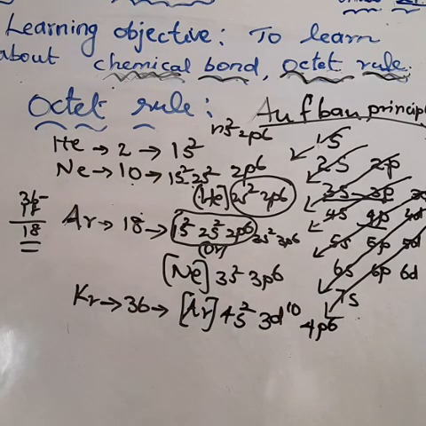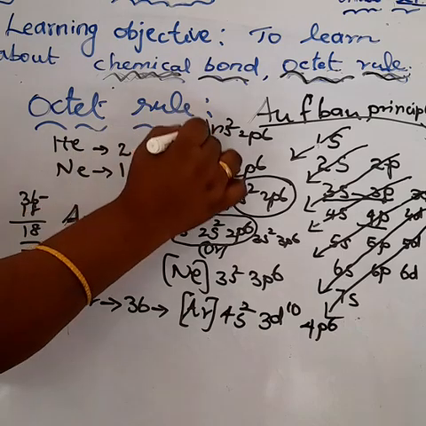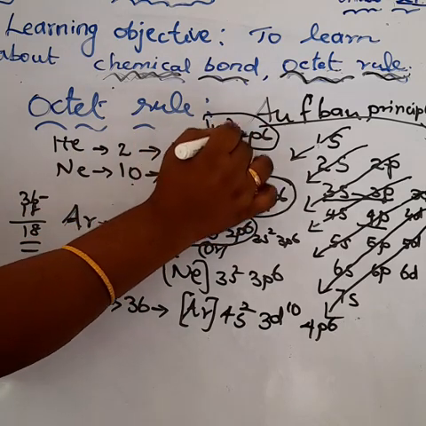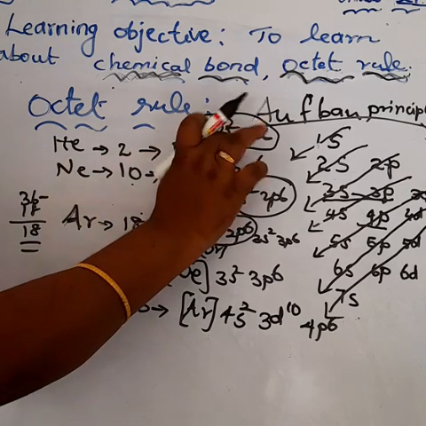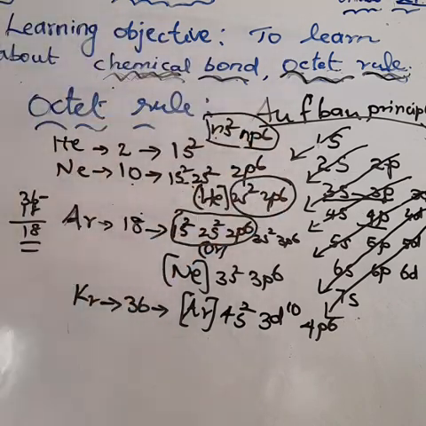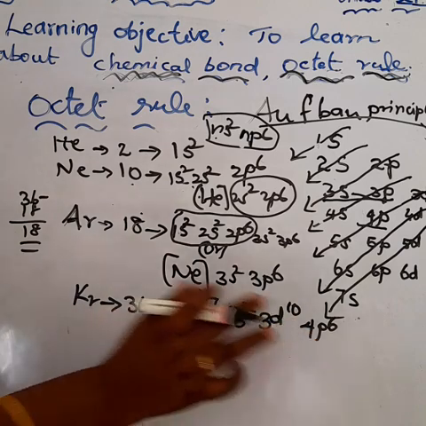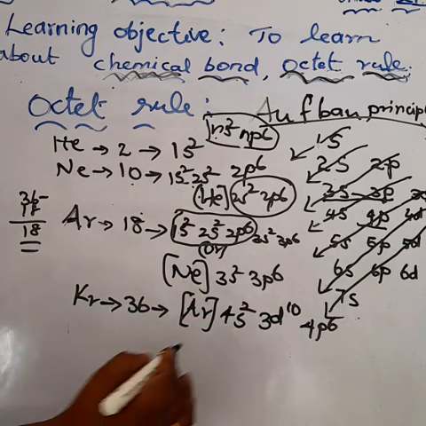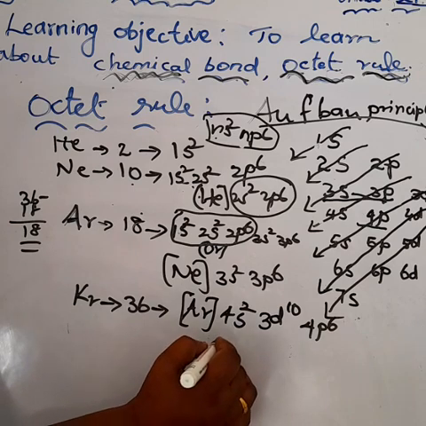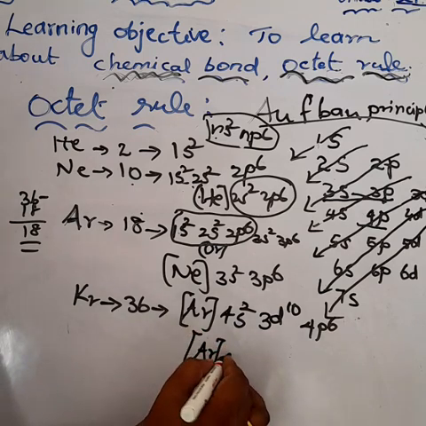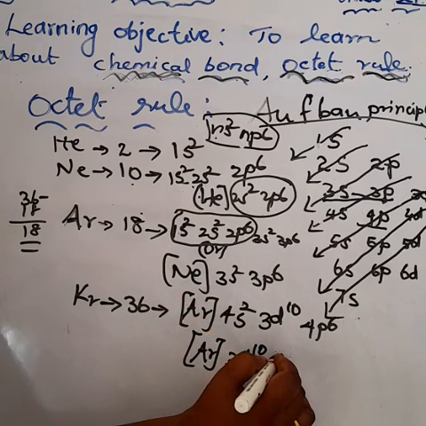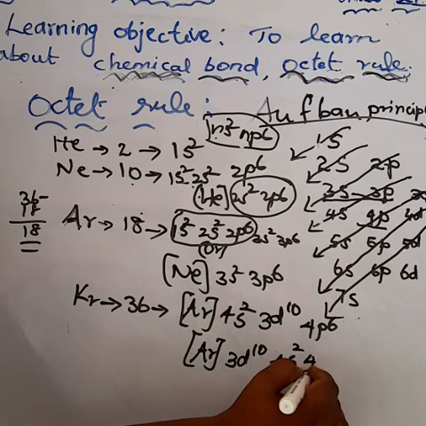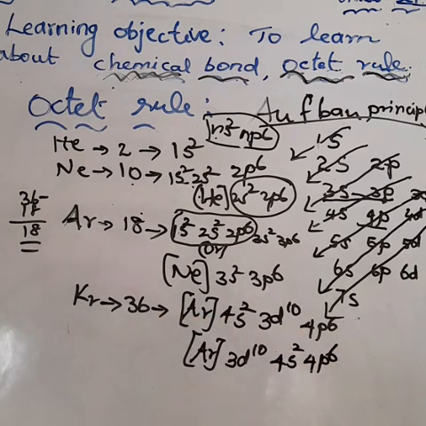But our general electronic configuration for group 18 is ns2 np6, where n means number of orbit. Here 4s2, 3d10 and 4p6 are there. So we can write argon 3d10, which is present in the inner subshell, and then 4s2, 4p6. Okay, understood?